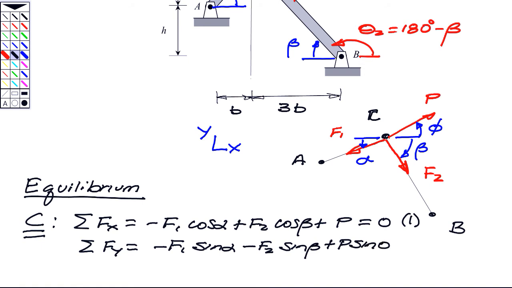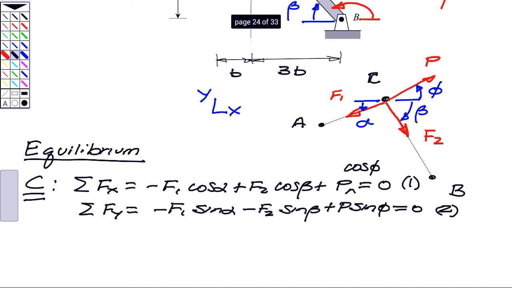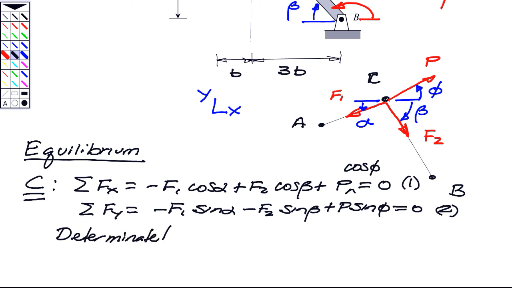It looks like I goofed on my first equilibrium equation. This should be P cosine of phi to get the right X component. So those are our first two equations. We have two equations. We have two unknowns, so this is determinate. So this means that we can solve for these.